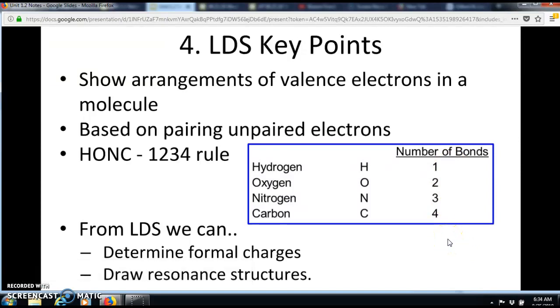Now, from these Lewis dot structures, we can determine what's called formal charges and draw resonance structures. We won't go into drawing resonance structures at this moment, but just know that that's something that you can do from Lewis dot structures.